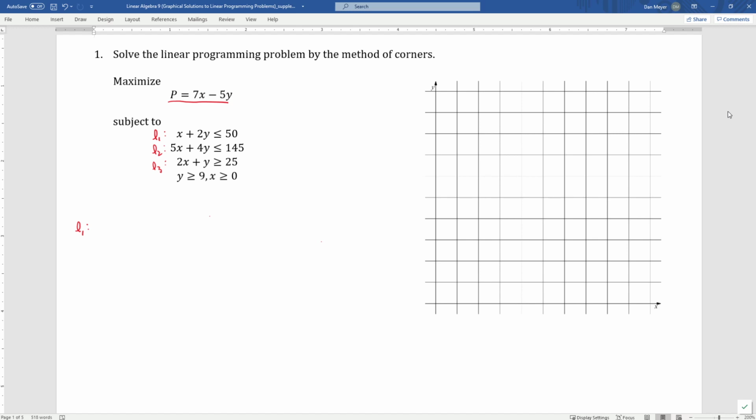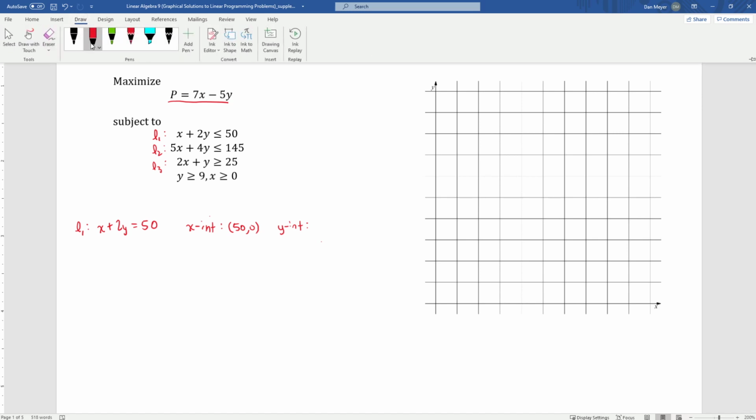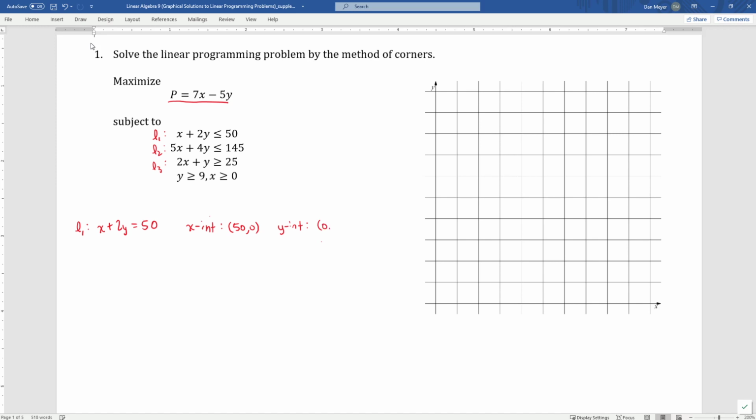So for instance, on this first line, the corresponding line is x plus 2y is equal to 50. The x-intercept and the y-intercept are both nice here. The x-intercept is the point (50, 0). If I set y equals 0, then x would be 50. And the y-intercept, when x is equal to 0, we would get y is 25. I'm going to find all these intercepts first so that I know the right scale for my picture, my graph. All right, so that's the first line.